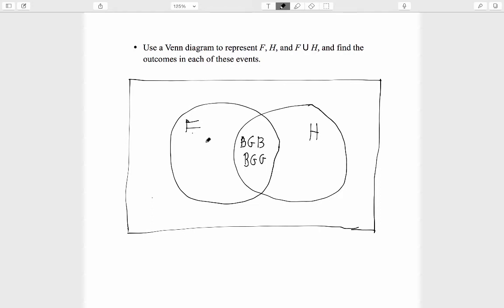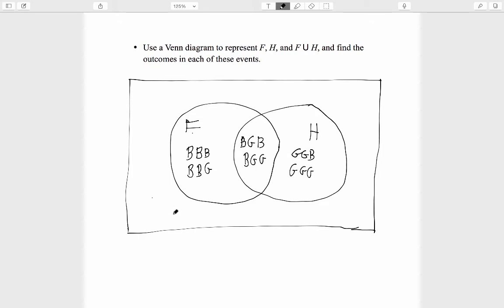This region is inside the F circle but outside the H circle. So here we can write outcomes where the first child is a boy, but the second child is not a girl. We are outside the H circle. We've got BBB and BBG as the only outcomes that fit these two descriptions, inside the event F and outside the event H. Over here in this basic region on the right, we can write the events that are not in F, that means the first child is not a boy, but in the event H, which means the second child is a girl. The only possibilities there are GGB and GGG.